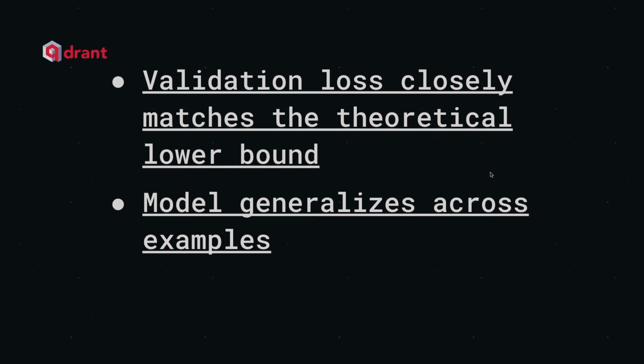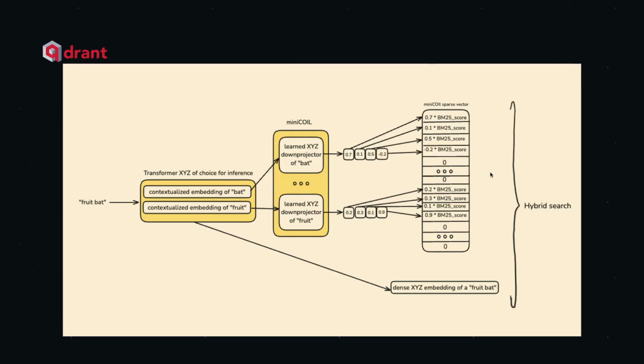And the big takeaway that we got is the validation loss closely matches the theoretical lower bound. What does that mean? That means that in our model testing, we used mixed-bread and Jina small. That has a 17% gap. Our model, which is 4 dimensions, also showed 17%. So what we're seeing is that the model generalizes across the examples, and even though it's only 4 dimensions, we're still getting basically the same performance, right?